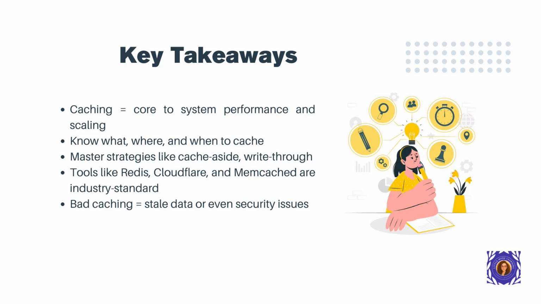Master common strategies. Be proficient in approaches like cache aside, write through, and understanding eviction policies like TTL or LRU. Familiarize yourself with industry-standard tools. Tools like Redis, Cloudflare, and Memcached are indispensable for implementing effective caching solutions. Crucially, always be aware that bad caching can lead to severe issues, ranging from serving stale or incorrect data to creating potential security vulnerabilities. Proper cache invalidation is paramount for maintaining data integrity and user trust.